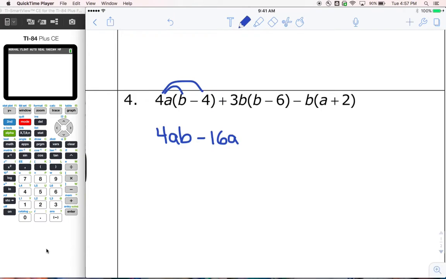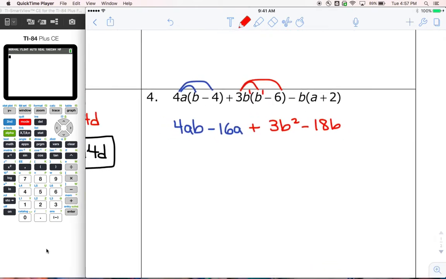All right, well, let's do the next one. Now we have 3b multiplying this parenthesis group. So 3b times b, okay, they're both b's, which means I can go ahead and add both of the exponents and get 3b squared, all right? And then I've got 3b times negative 6, which is going to be negative 18b, right? That comes from the outside because this one didn't have any.